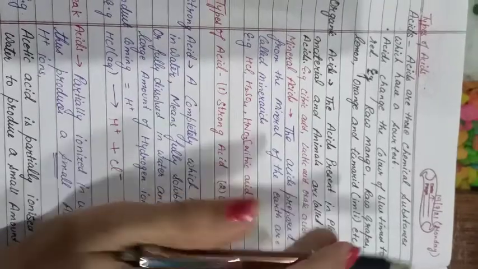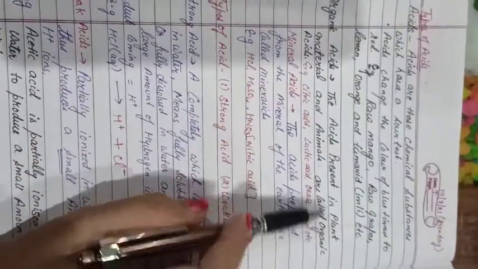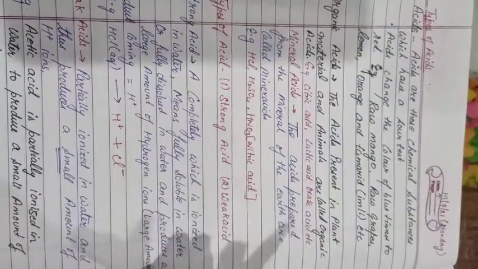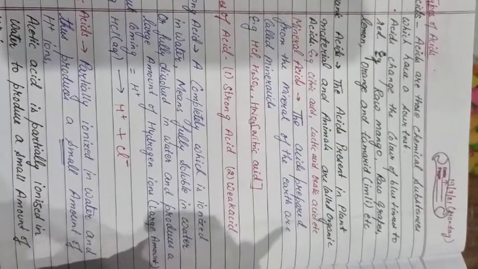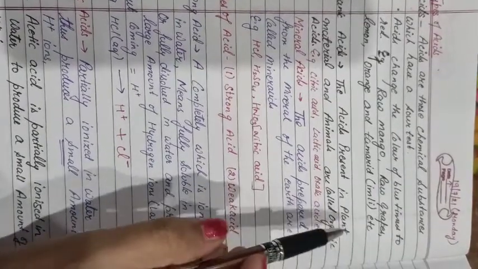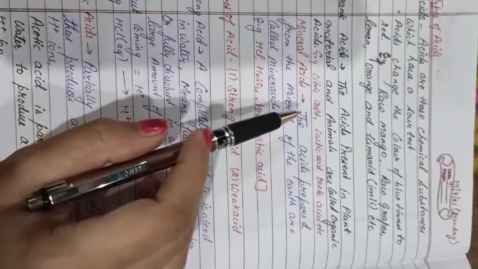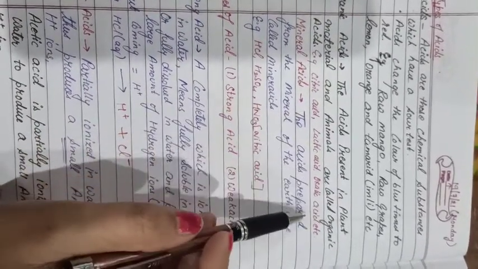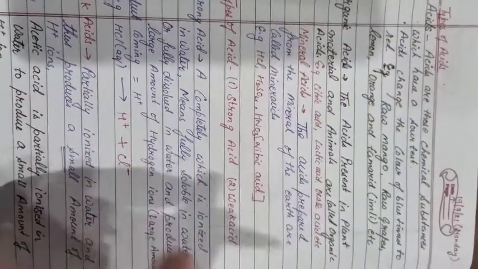In the acids, one is the organic acid. These are the acids present in plant materials and animals. In organic acids, what we can say is that they come from plants as well as from animals. Some examples are citric acid, lactic acid, oxalic acid, etc. These are the organic acids.